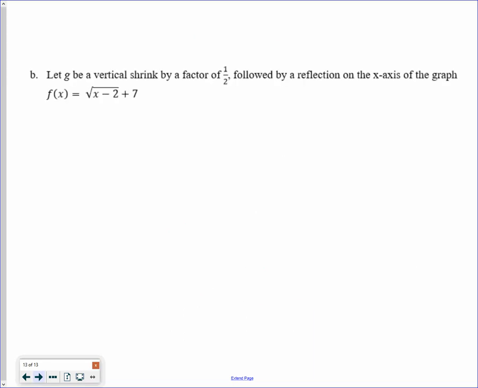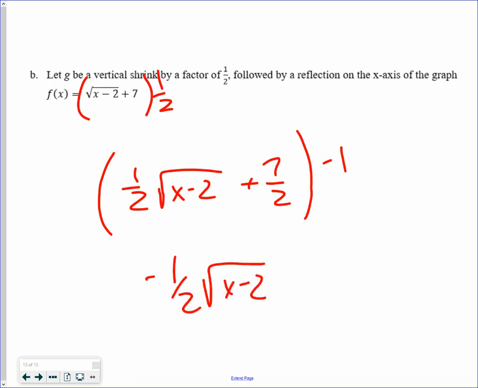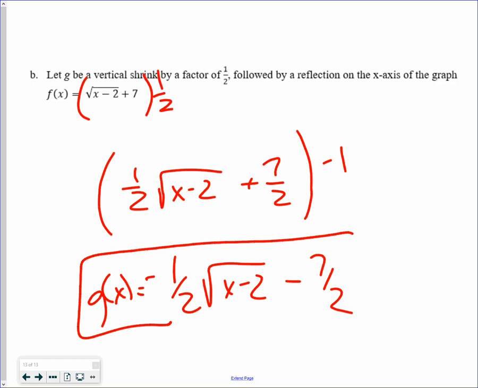Last one. Vertical shrink by a half. Anytime you're doing a vertical shrink, you're taking the entire function times a half, so you end up getting a half square root of x minus 2 plus 7 halves. Followed by a reflection on the x-axis, the entire function times negative 1. So negative 1 half, square root of x minus 2. Notice I did not distribute the negative into a radical, minus 7 halves, and that is my new function.